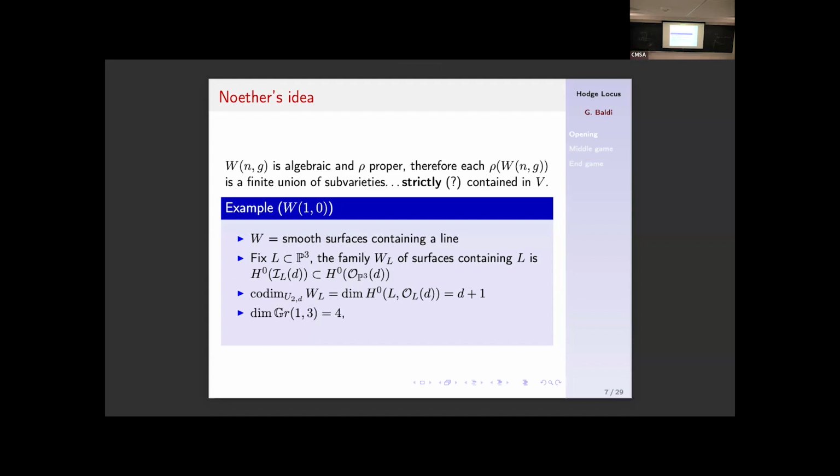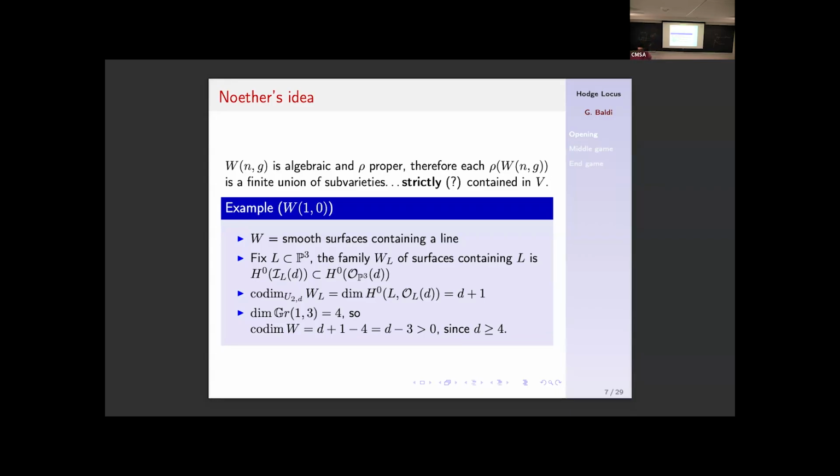And now I can move my line and have a Grassmannian of lines in P3, and it has dimension 4. So eventually the codimension of my W in U_{n,d} turns out to be d plus 1 minus 4, which is just d minus 3, which is indeed bigger than 0. So it has codimension bigger than 0. In some sense, I have my parameter space U_{n,d}, and I have all these loci, and I want to show that they don't cover the space. I have to show that each of them has codimension bigger than 0, and at least I've done it for the subvariety W_{1,0}.